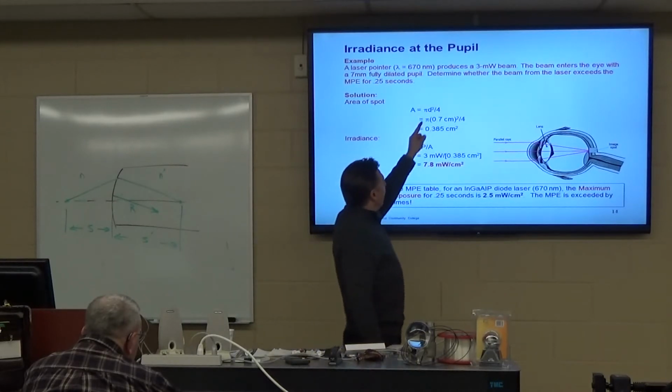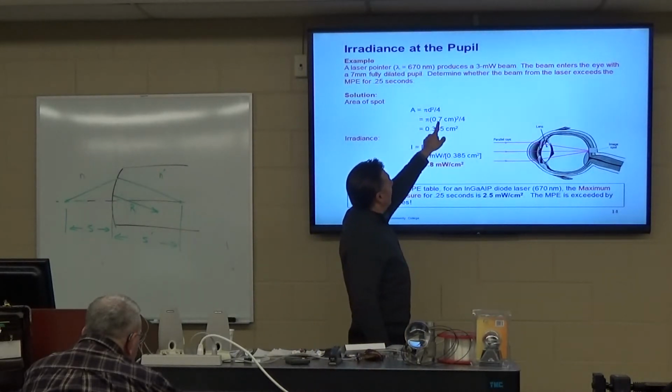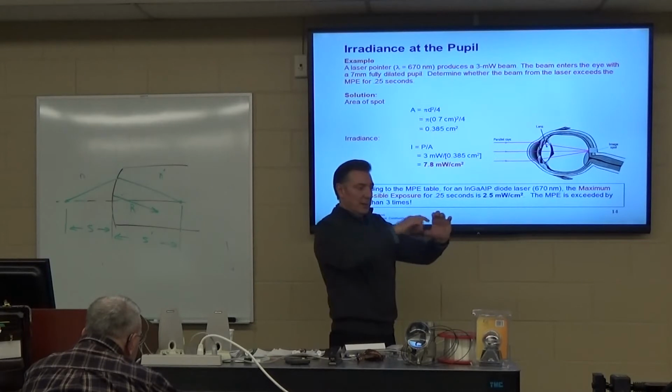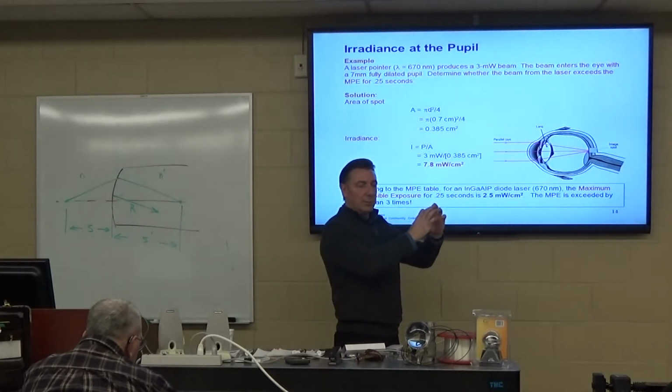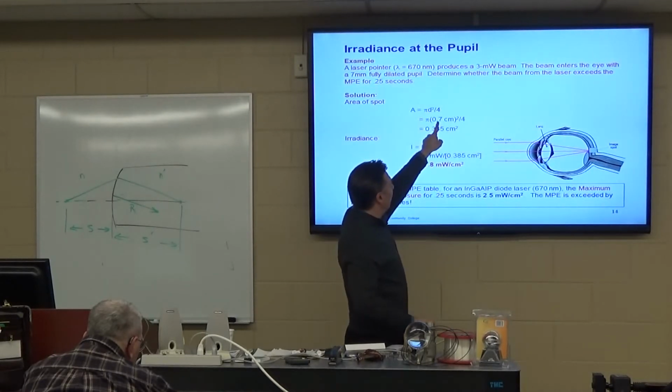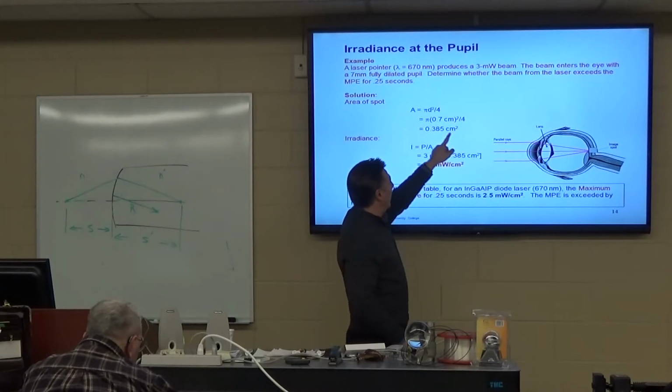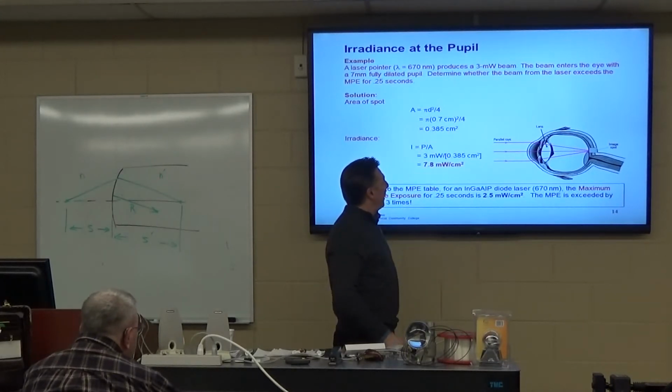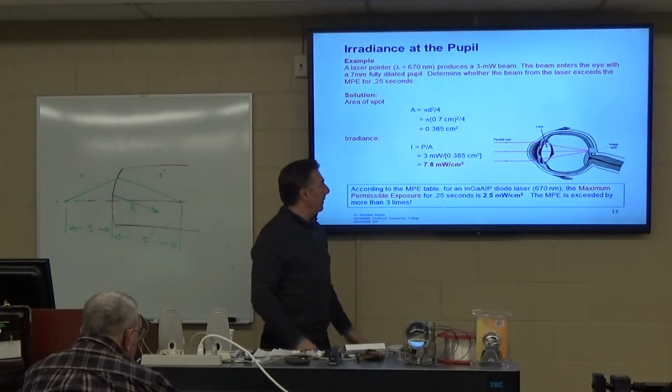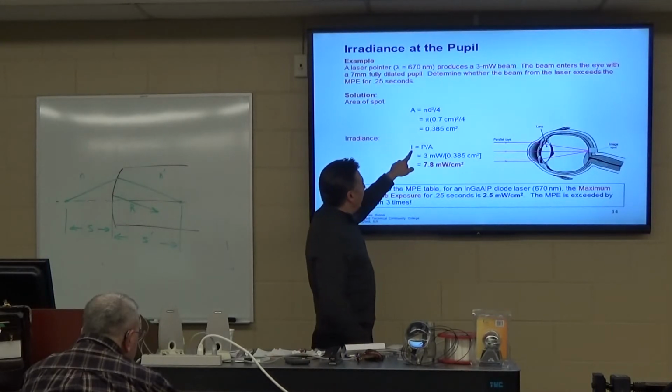If we plug in our numbers, we've got pi d squared over 4. 7 millimeters, let's say that it just fills that whole pupil. 7 millimeters is 0.7 centimeters, so we just convert it to 0.7 centimeters. So pi times 0.7 squared divided by 4 gives us an area of 0.385 square centimeters. If we take that now and we calculate the irradiance, it is power over area.